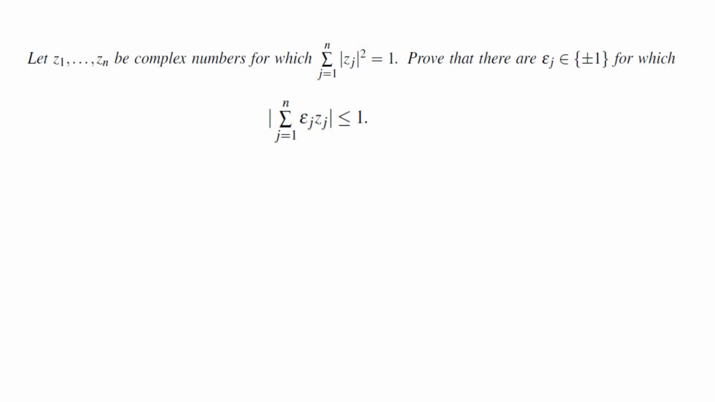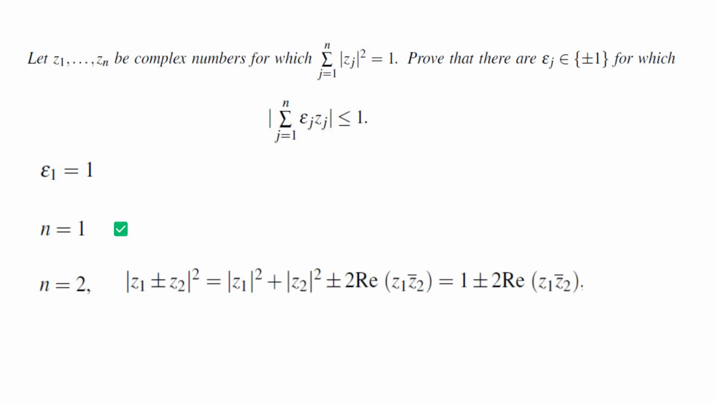The first thing I'm going to do is start by taking small cases. One thing I notice is that I can multiply the inside by a negative sign without changing anything. In other words, I can always assume that epsilon 1 is equal to 1. Now let's look at n equals 1. For n equals 1, the left hand side, the absolute value of z1, is already 1, so we have equality in fact.